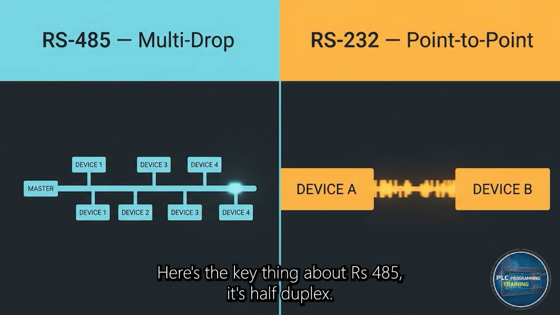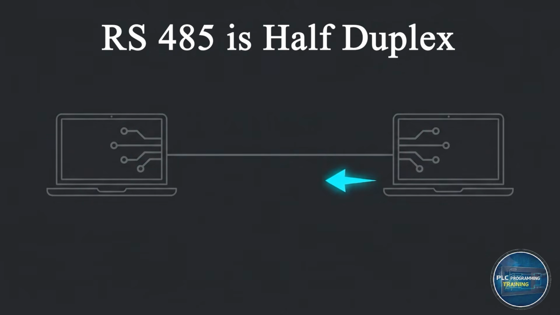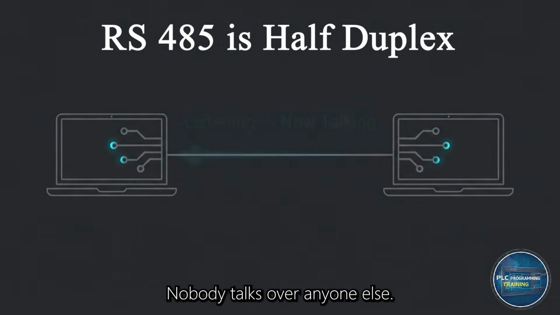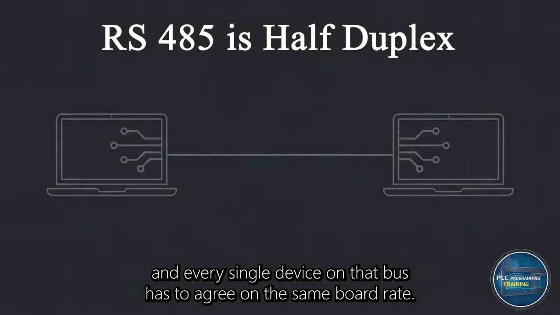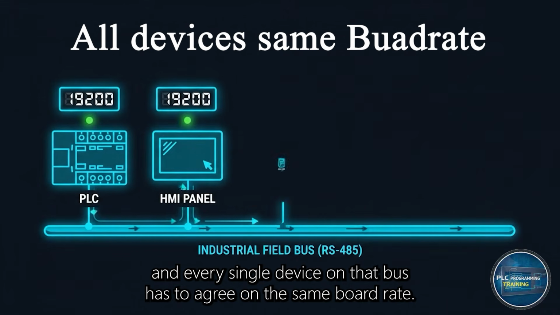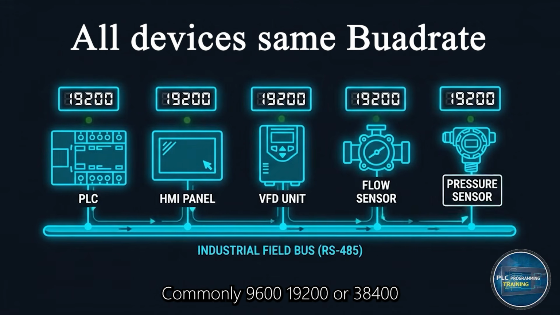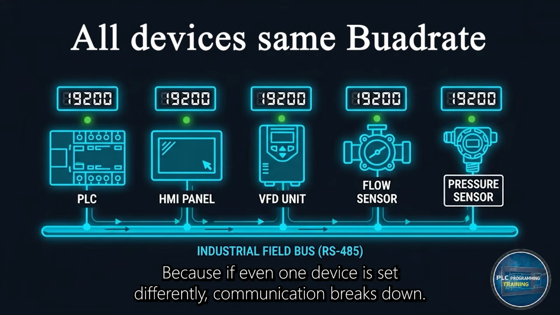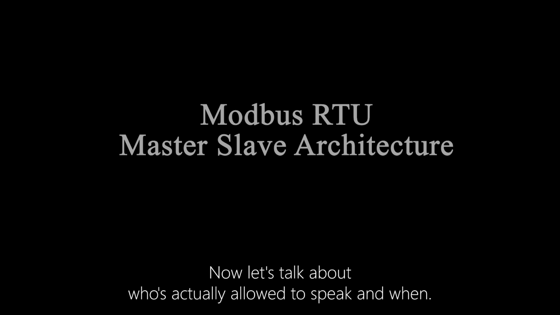Here's the key thing about RS-485. It's half-duplex. That means devices take turns transmitting. Nobody talks over anyone else. There are no two devices sending data at the exact same moment, and every single device on that bus has to agree on the same baud rate, commonly 9600, 19200, or 38400, because if even one device is set differently, communication breaks down. Now let's talk about who's actually allowed to speak and when.